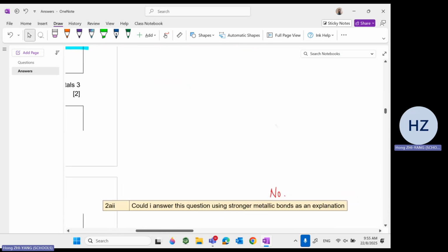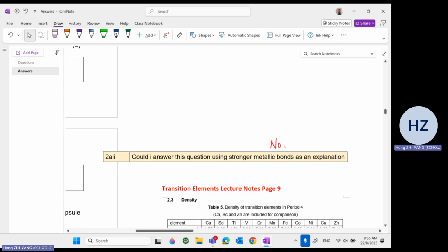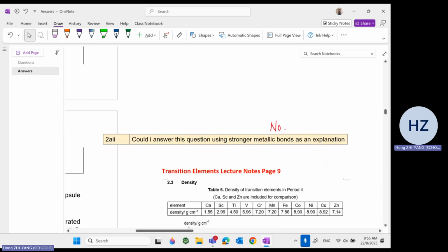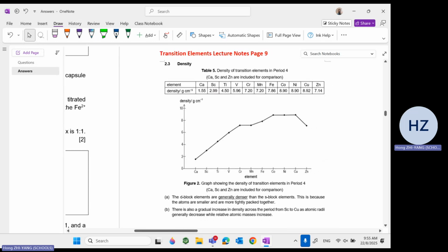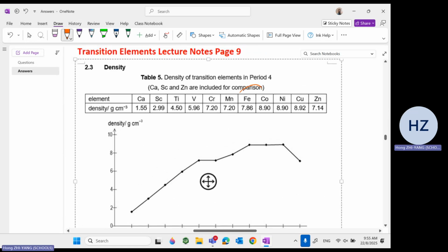So your query is, could I answer this question using stronger metallic bond? No. I don't think you are asking the question here. I think it's for a different part, I suspect. Okay, I'm not sure. But if you're taking it at face value, this is not the correct explanation. Density is on page 9 of our transition element notes. This part. Okay, yeah, it's over here. Yeah, we are looking at this one.